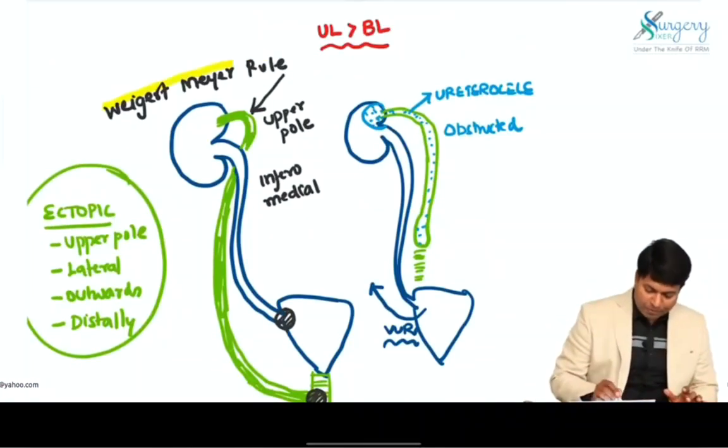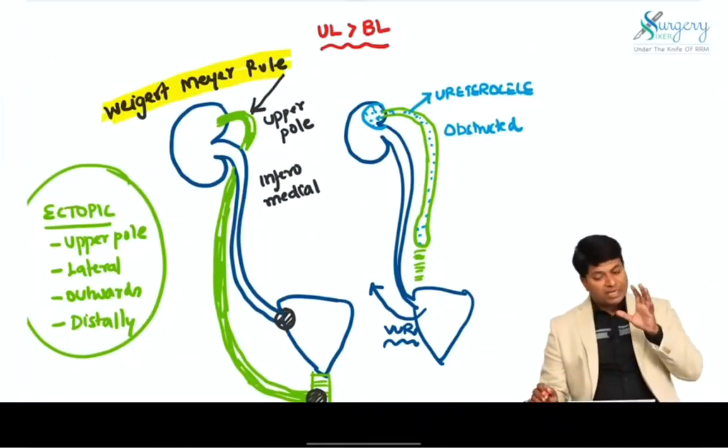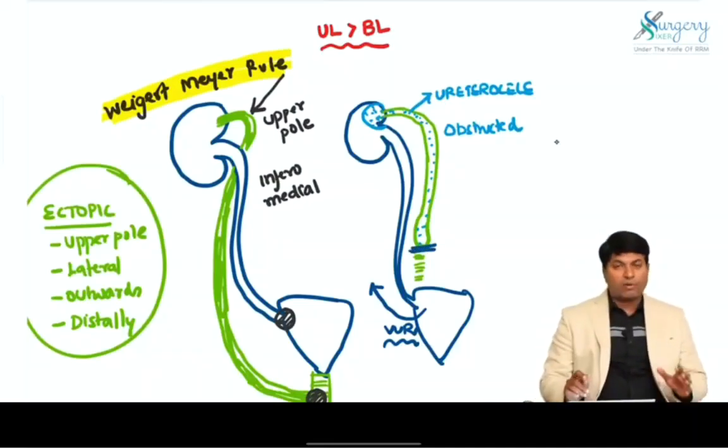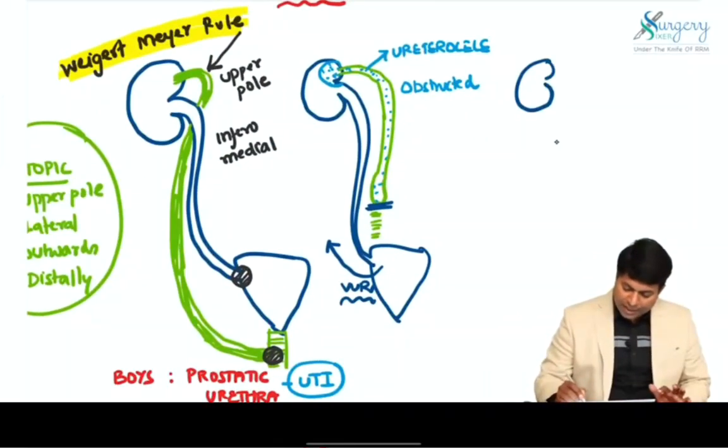A hundred times asked question: the Weigert-Meyer rule is applied for which condition? It is for ectopic ureters. So in an ectopic ureter, one type opens inferomedial. Another is the ectopic ureter getting obstructed, forming a ureterocele. Another interesting feature is this.